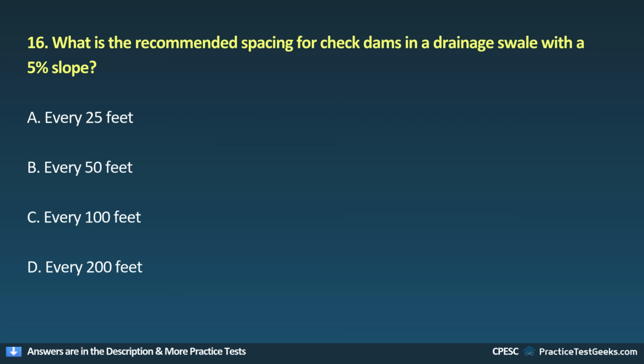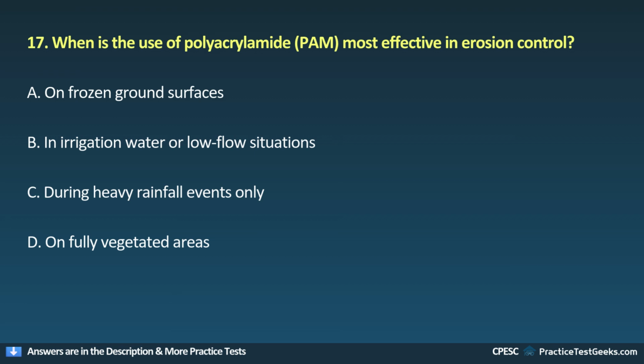A. Every 25 feet. B. Every 50 feet. C. Every 100 feet. D. Every 200 feet. 17. When is the use of polyacrylamide most effective in erosion control?